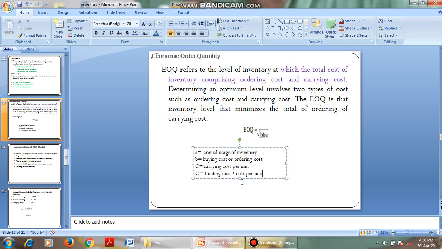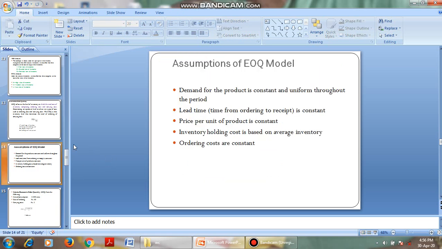For example, 1 lakh of raw material is held for 3 months. It requires some cost. And this 1 lakh is idle in the business. It also has to be considered. Okay, next coming to assumptions of the EOQ model.